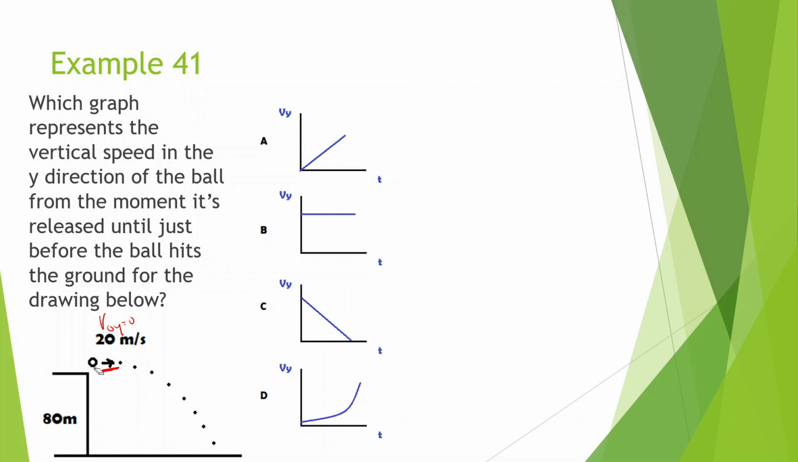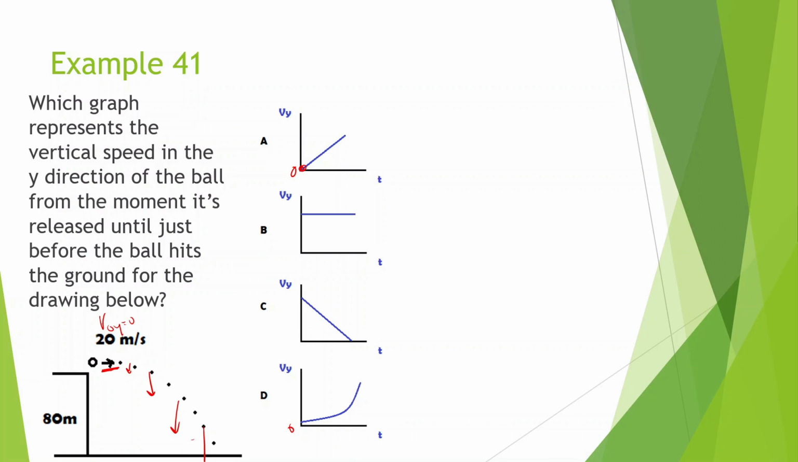And then as it travels further and further, the y direction is going to get faster and faster and faster. Okay? So let's look at this. Where does it show that? This is the only one that shows that it starts with initial velocity of 0. I guess this one does too.